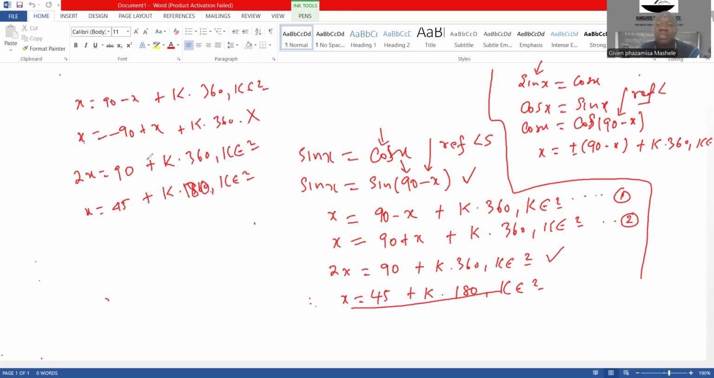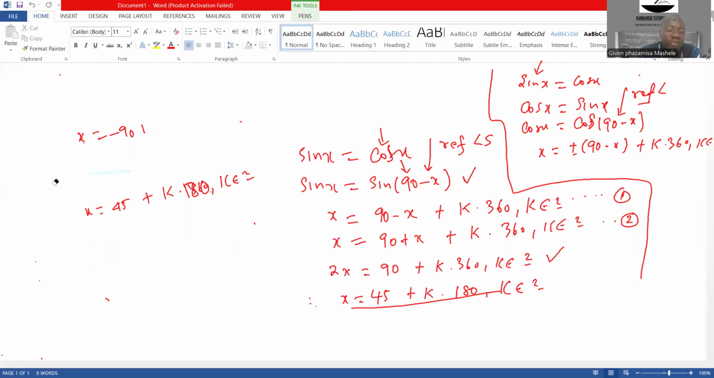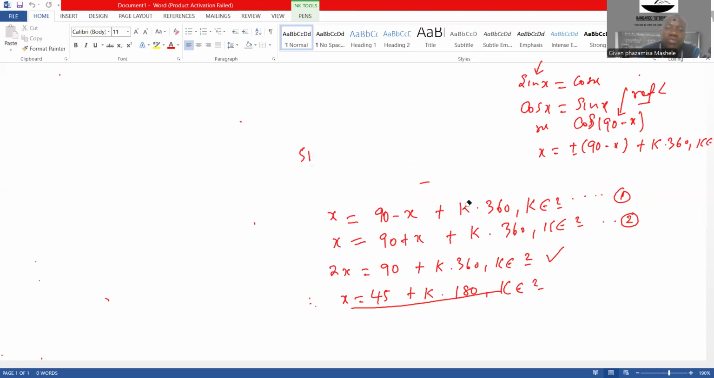So you see that you can still use cofunctions in order to solve equations. The same applies with the one that I just did, where we had cos 2x. You can still use the cofunctions to solve the expression. It's also fine. There are many ways to skin a cat.